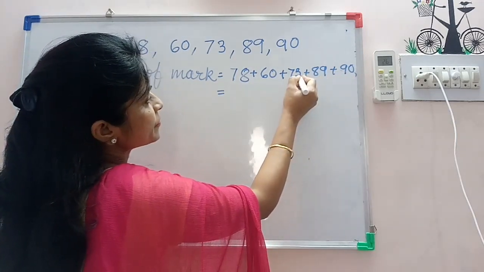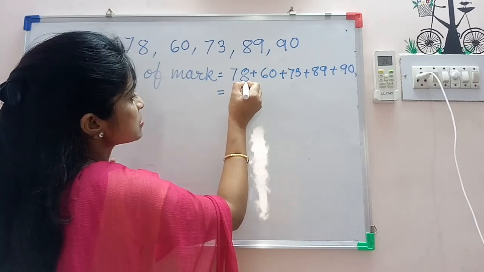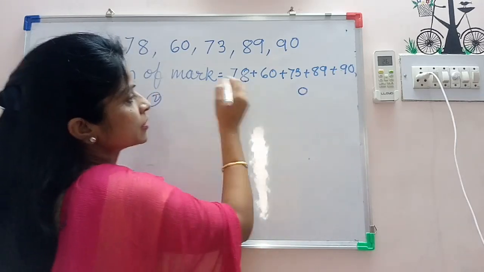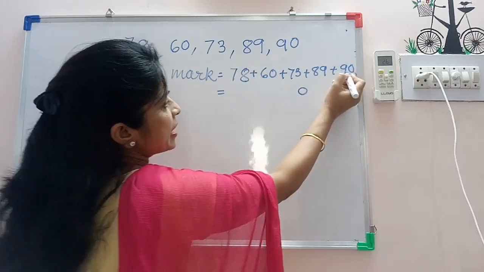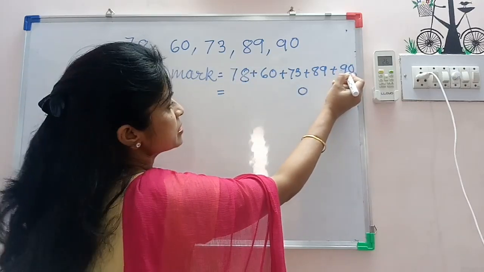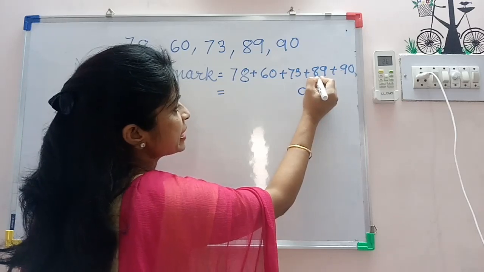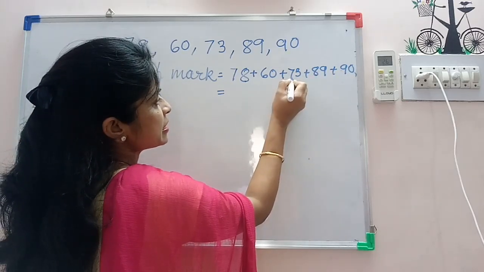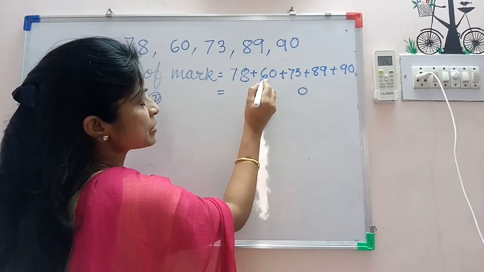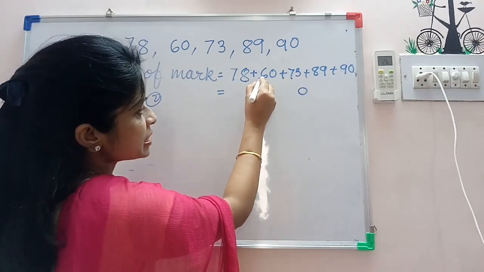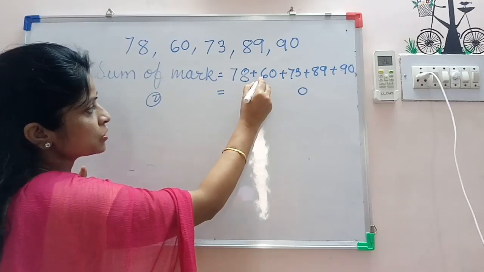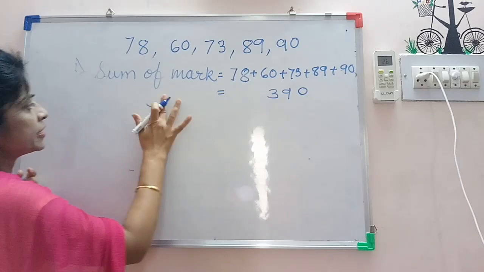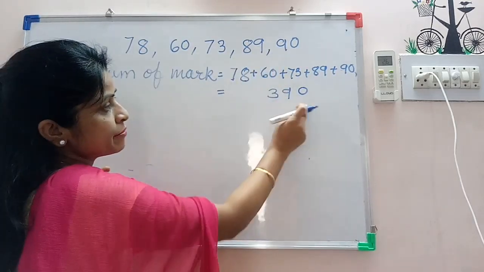9 plus 3 is 12. 12 plus 8 is 20. 2 carry. Now 2 carry and 9 plus 2 is 11. 11 plus 8 is 19. 19 plus 7 is 26. 26 plus 6 is 32. 32 plus 7 is 39. Now this is his sum of all the marks.